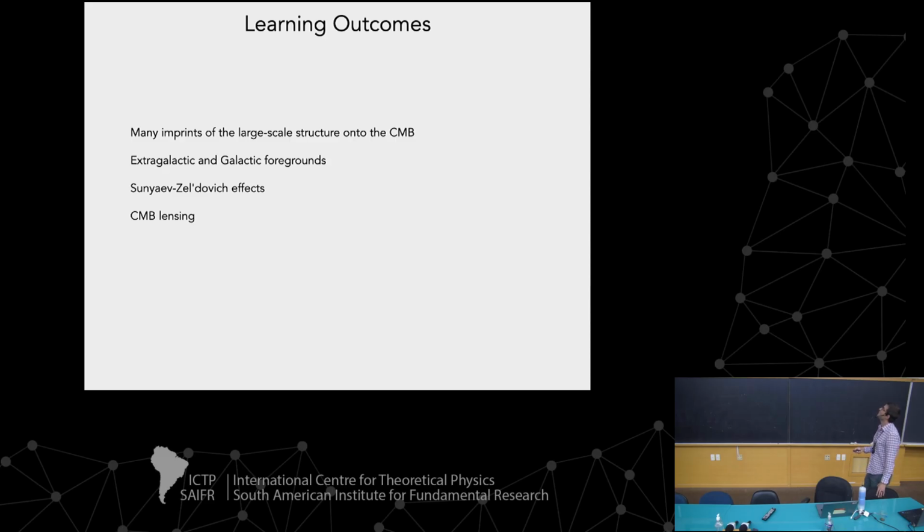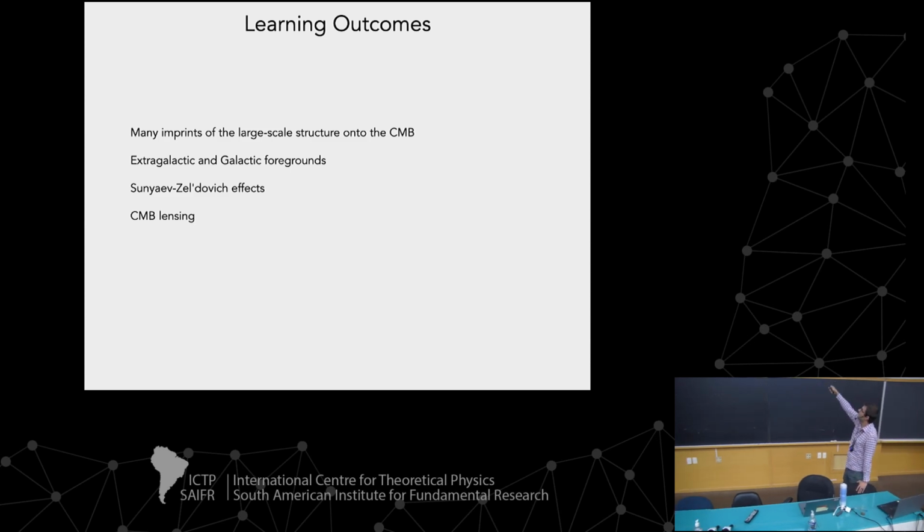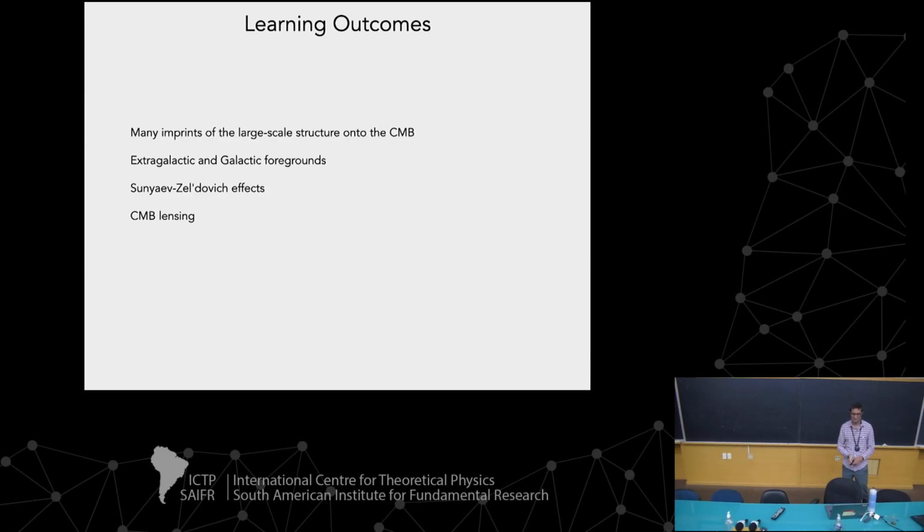And what I hope you will learn from this lecture is that the large-scale structure of the universe, which you have heard a lot about, gets imprinted onto the CMB in many, many different ways. And so there are many ways in which you get to learn about the large-scale structure in ways you couldn't have done by just looking directly at galaxies. Hopefully, you'll get a good idea of what the extragalactic and galactic foregrounds are, meaning the ones that come from our own Milky Way versus the ones that come from outside of it. I'll tell you more about the so-called Sunyaev-Zel'dovich effects and how CMB lensing works and how we measure it.